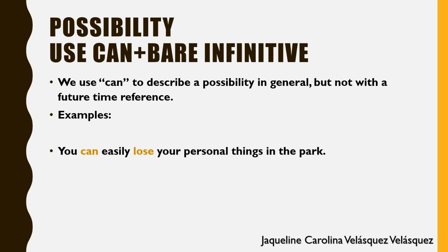I have some examples. The first example says, you can easily lose your personal things in the park. It refers to people often losing their personal things in the park. As you can see, we use the modal "can" because we are referring to a general possibility.